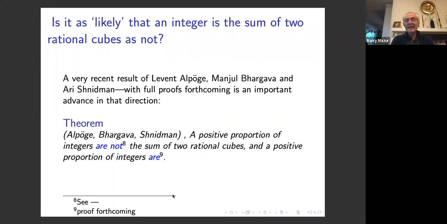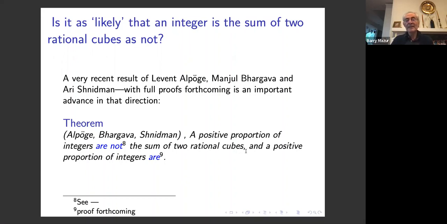In the slightly revised notes, I'll be giving complete references. They haven't yet put it on arXiv, but they said I can announce this: a positive proportion of integers are not the sum of two rational cubes.